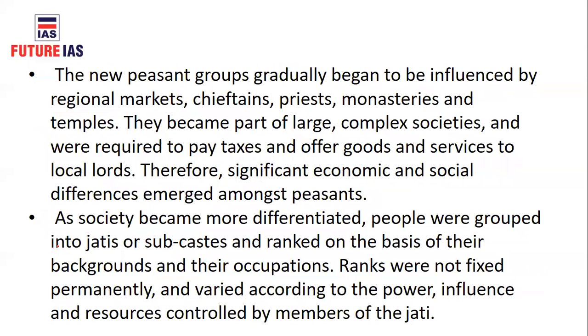Now, these new peasants who came to the distant land started tilling the land. They gradually became influenced by the regional markets, because ultimately they produced things and started selling them, right? So they came to know about the chieftains, priests, monarchs, monasteries and temples, and they became part of large and complex societies, because ultimately they used to serve, right?